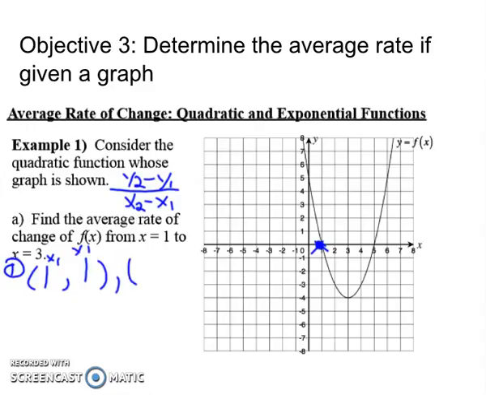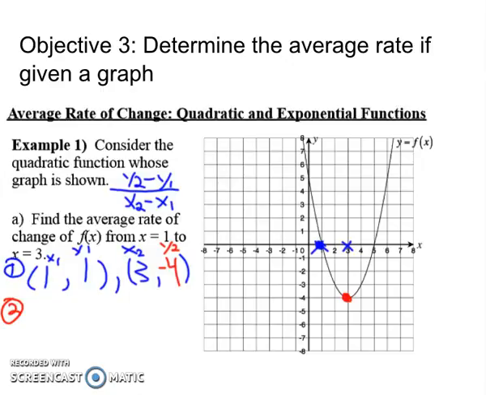The second input is 3. That's my x2. So I need to reference my graph. At 3, I'll put a little x there. That's my landmark. At 3, I see that the y value is down here, and the y value is -4. And I know that to be y2. Now that I've identified the 4 pieces, the math and how I enter it into the formula is the same.